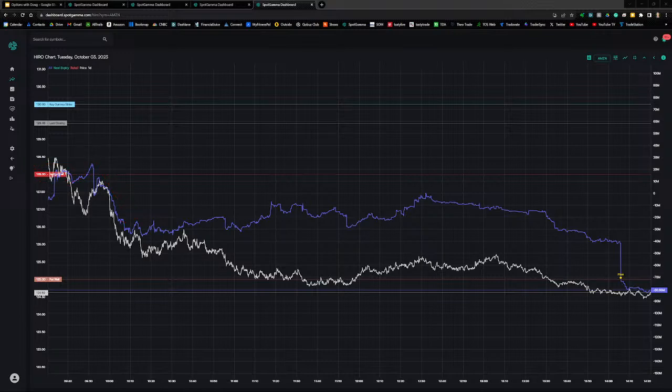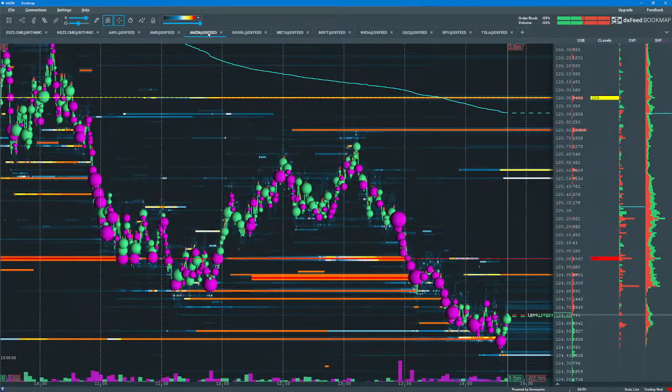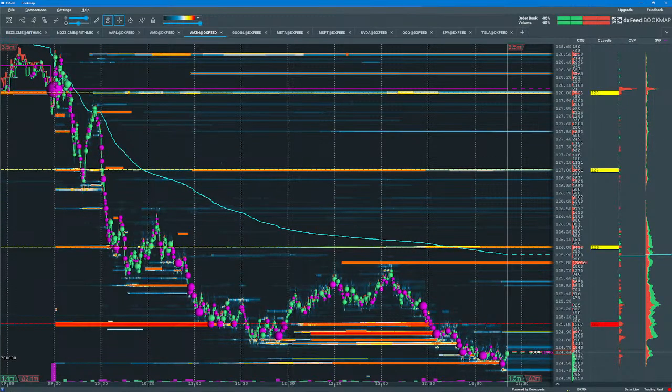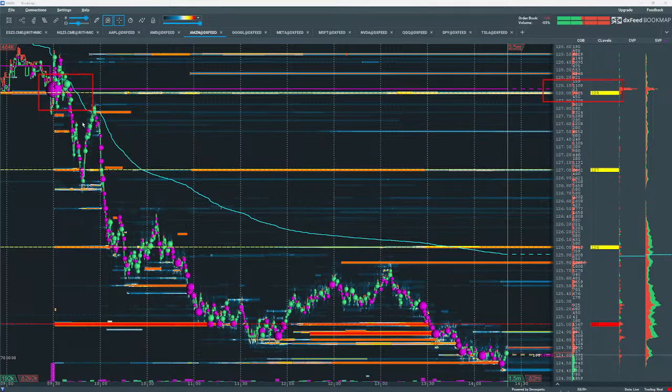Let's go take a look at Bookmap. So on Amazon, here's the 128 hedge wall. And price reverses lower. Already starting to move down before the 10 a.m. move down, everything else with everything else. Does a test of VWAP. That's shown by the light blue line.